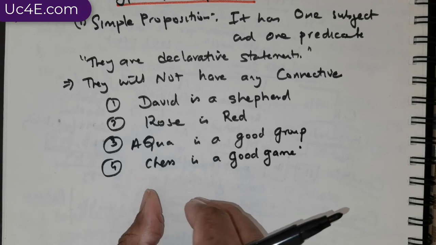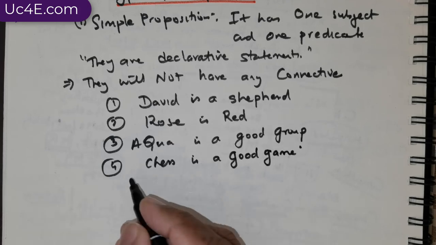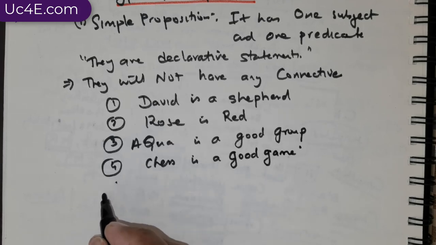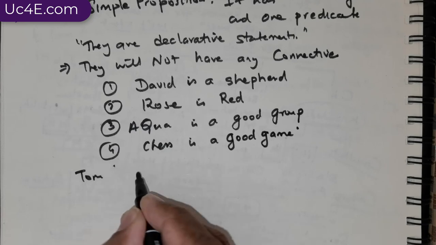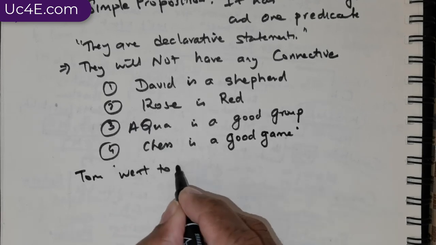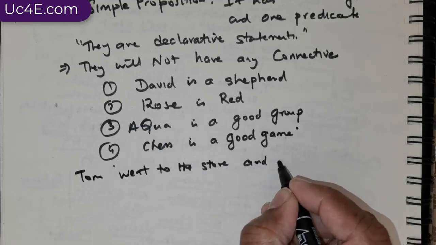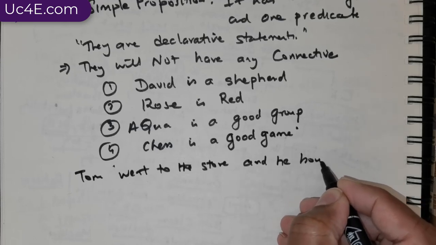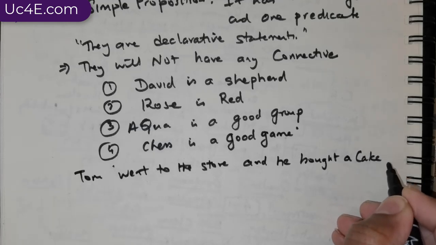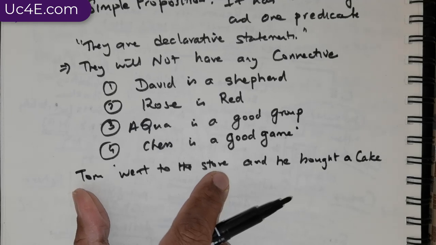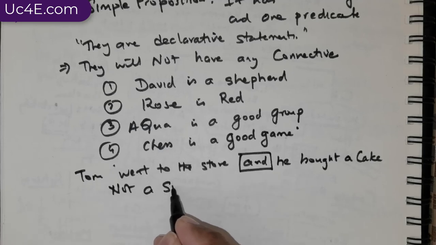Now, the moment you place a connective, for example, let me just state this. Tom went to the store and he bought a cake. Tom went to the store and there is a connective here. This is not a simple proposition.